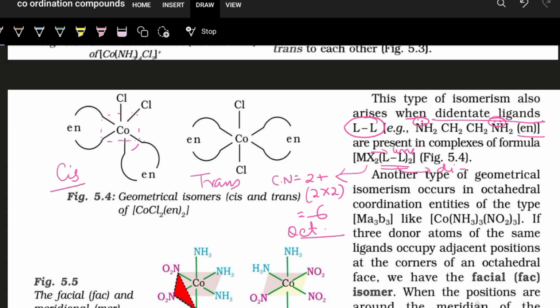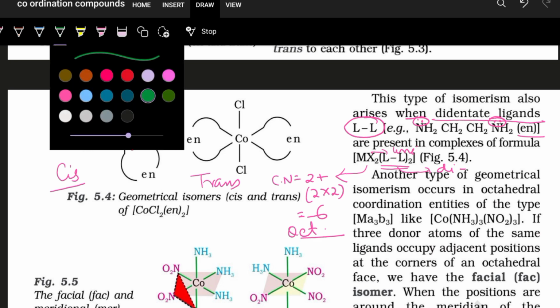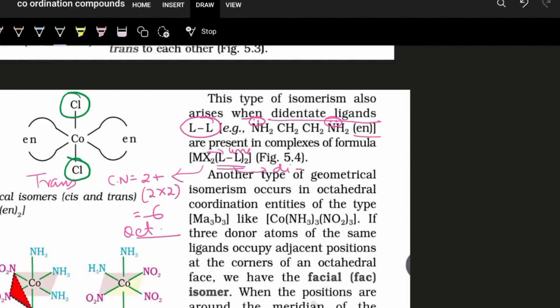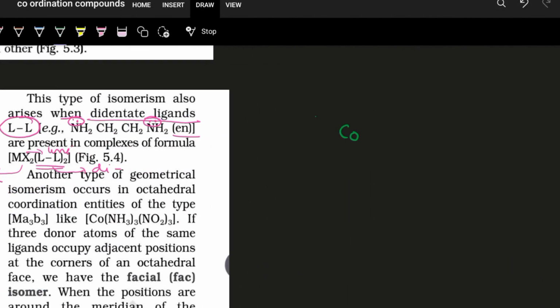Now it will be easy for you if you try to locate the Cl atoms. If the Cl atoms are anti to each other, then this becomes trans. If the Cl atoms are adjacent to each other, then this becomes cis. Now, what about the didentate ligand? This is your ethylene diamine. Nitrogen is the donor atom. So, en can be abbreviated and represented in this manner. If you really want to see how the linkage was, it can be represented in this manner.